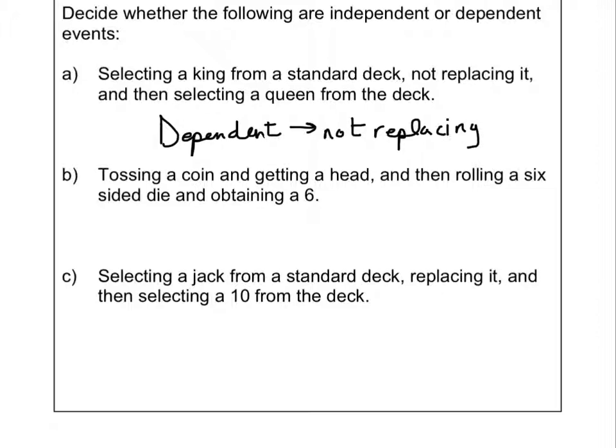Okay? Letter B, tossing a coin and getting a heads and then rolling a 6-sided die and obtaining a 6. So you toss your coin, you may get heads, you may get tails. Then you're going to roll a 6-sided die. Does flipping the coin have any effect on rolling the die? No, it doesn't. They're completely 2 separate things. So this is an independent event.